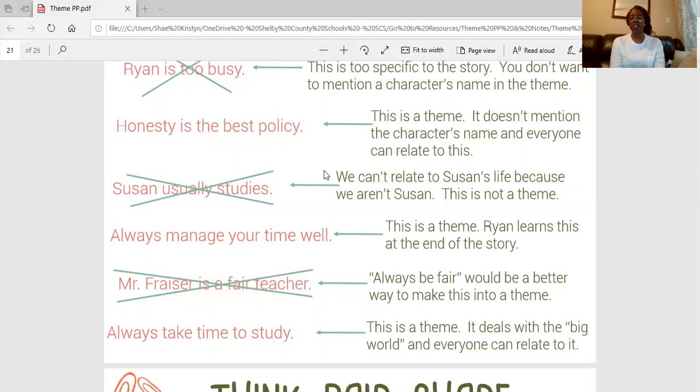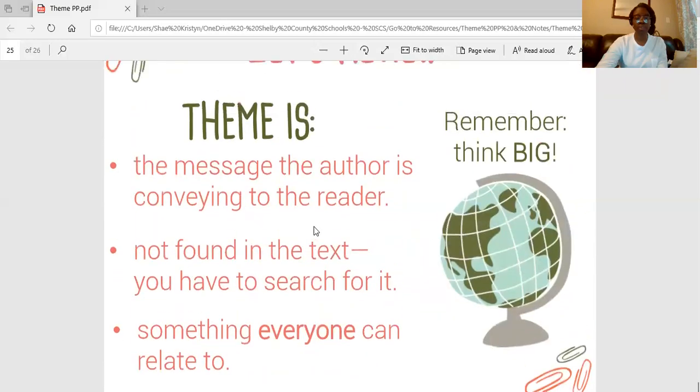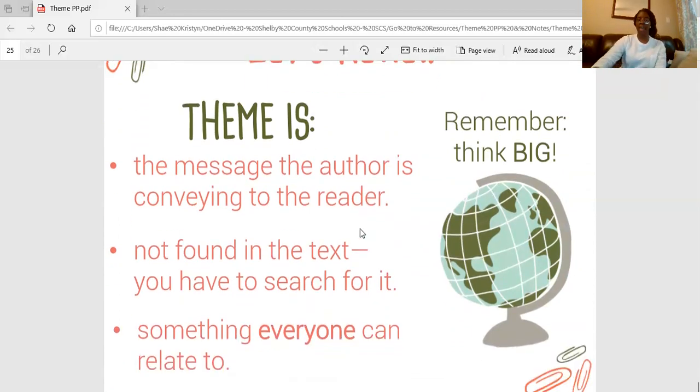Hopefully this was helpful to you guys. I want to do a quick review just to go over what we've been talking about. Remember, theme is the message that the author is trying to convey to the reader. It's not always just found in the text you have to search for, but sometimes it is mentioned in the passage. It is also something that everyone can relate to. So you want to think about theme as, what did I learn from the story if I were that character?